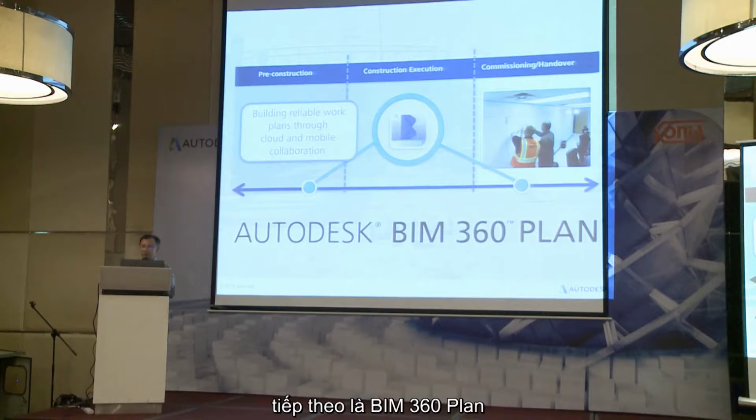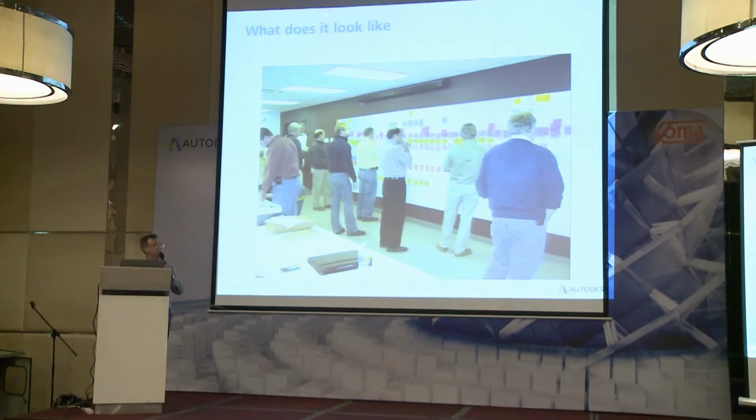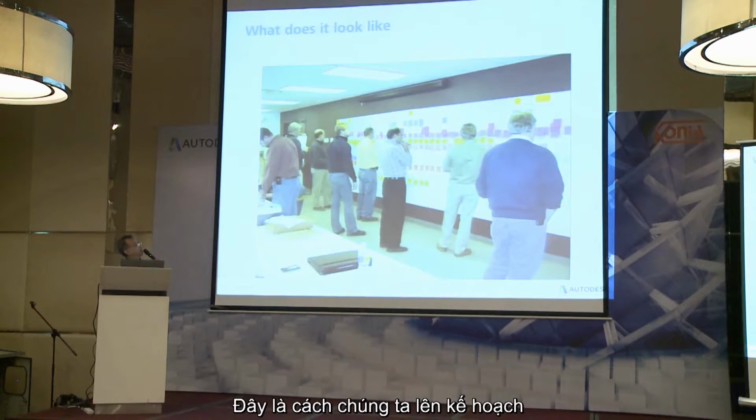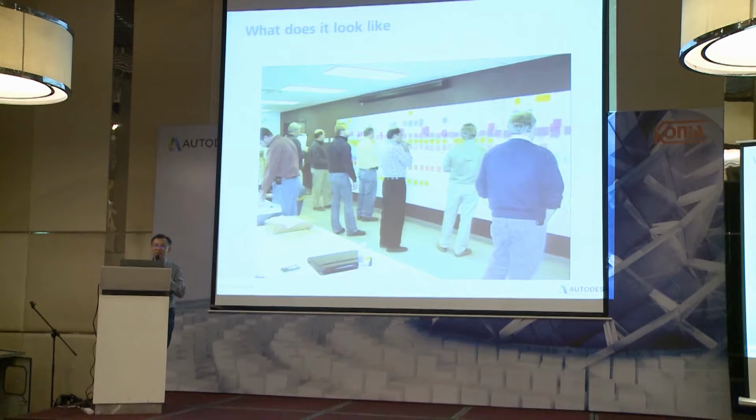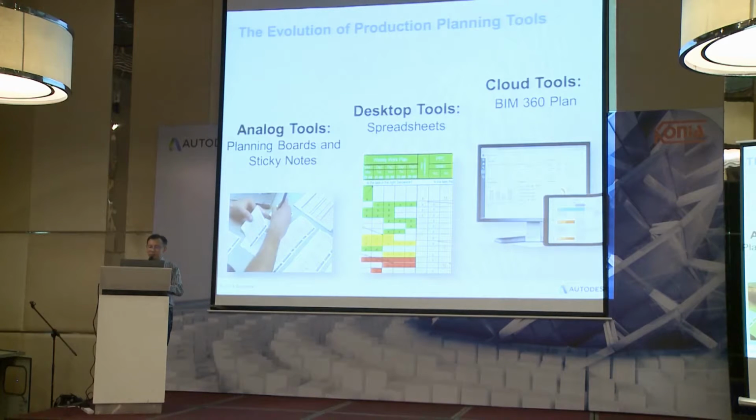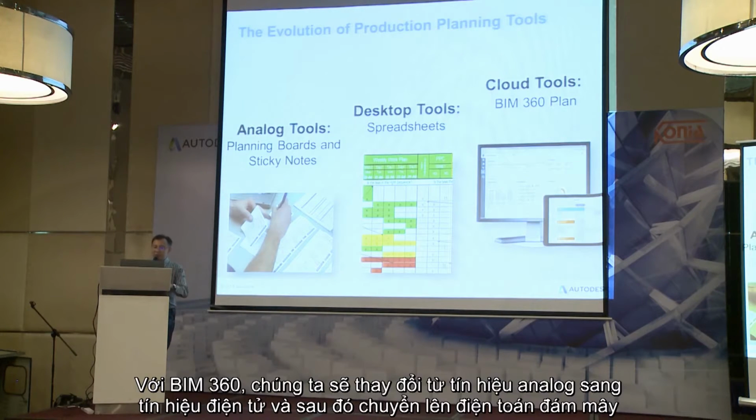The next one is BIM 360 Plan. This is the way that we do the planning, right? They call it sticky note planning. For BIM 360, we will change from analog to electronic and put it on the cloud.